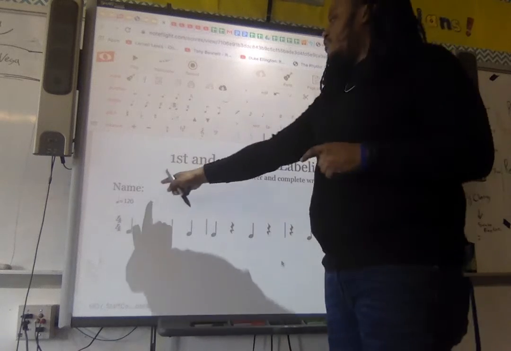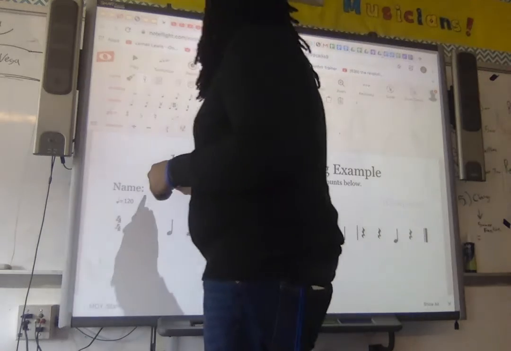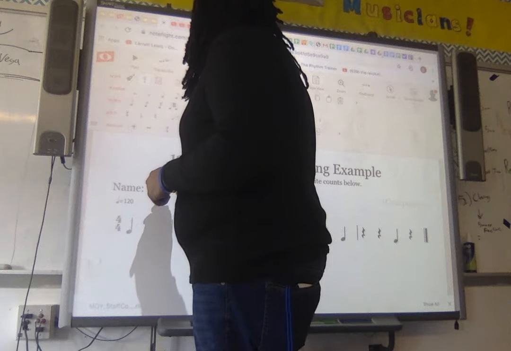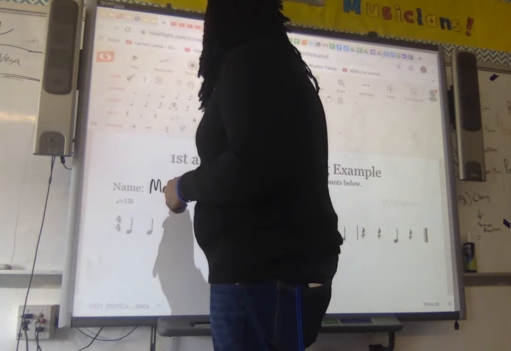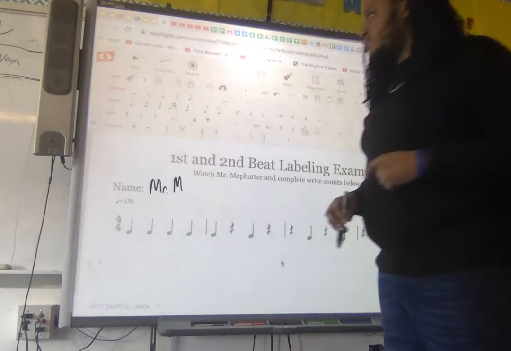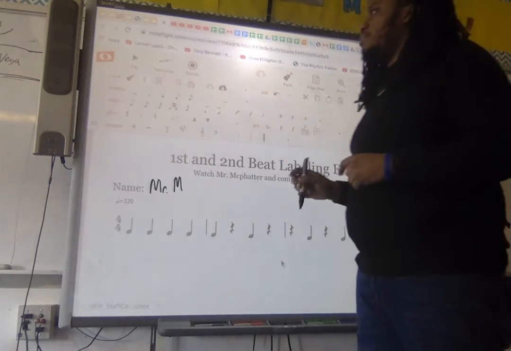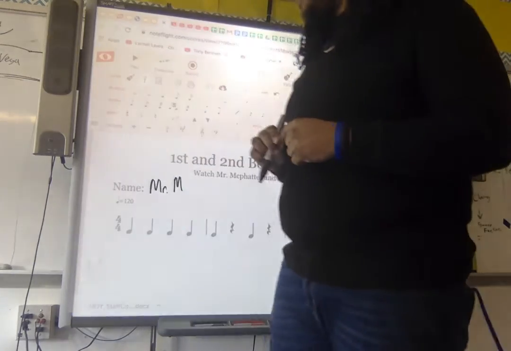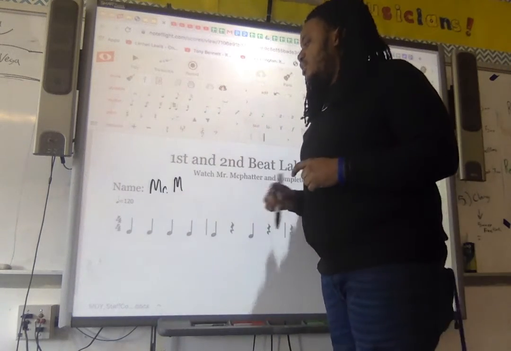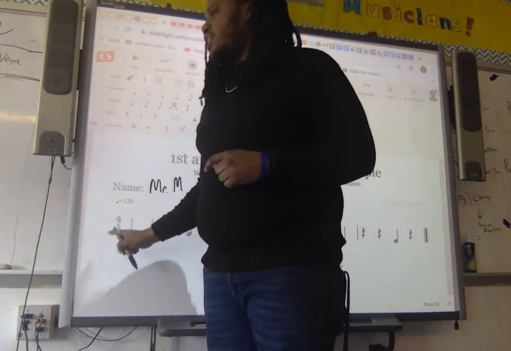First things first, we have our name column right here, so feel free to write your name right here. On the top left-hand corner, I'm going to put Mr. M for Mr. McFadder. So when we're beat labeling, our first step is to label the beats at the top of the measure based off of our time signature.